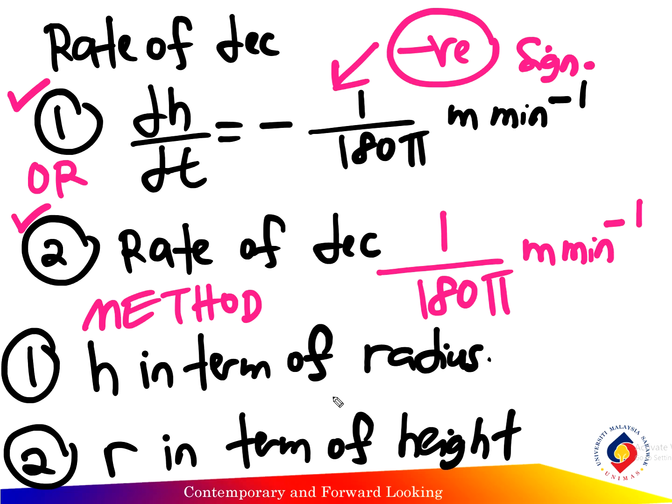Okay, so method here, first method, you write down the height in terms of the radius. Okay, so dV over dt equals dV over dr times dr over dt. Okay, this one you all check. Okay, first method. And second method here, write down the radius in terms of the height. So dV over dt equals dV over dh times dh over dt.